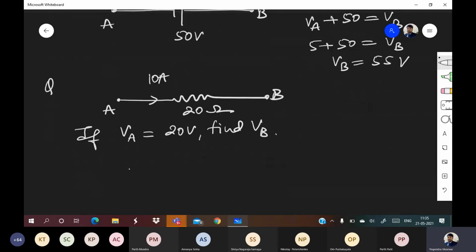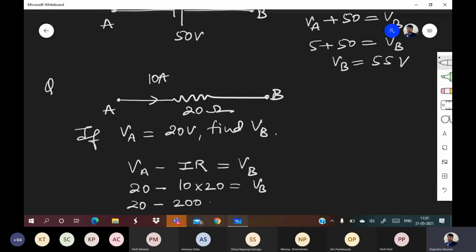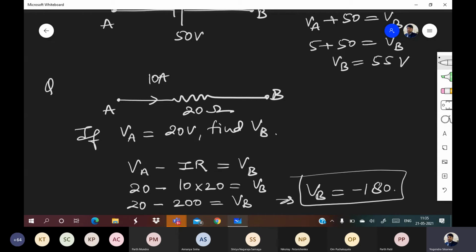We are starting from VA. So VA minus IR is equal to VB. So VA is how much? 20 minus IR, 10 into 20, is equal to VB. So that gives us 20 minus 200 is equal to VB. It has to be minus 180 volt. Answer.